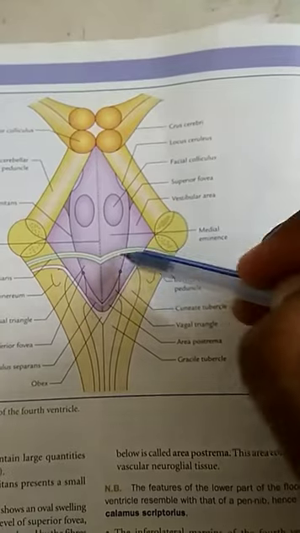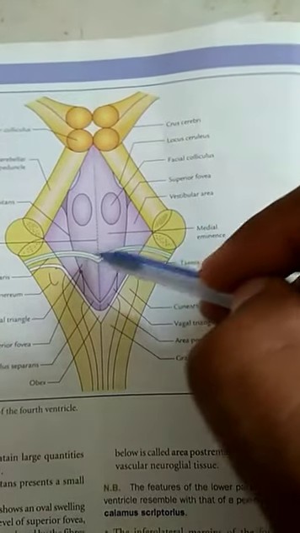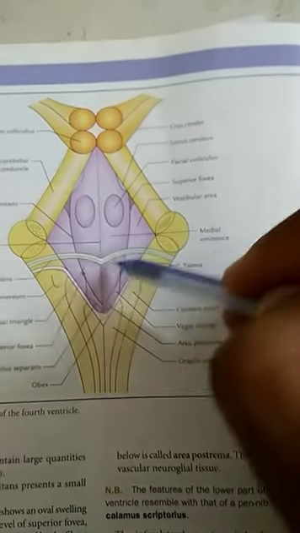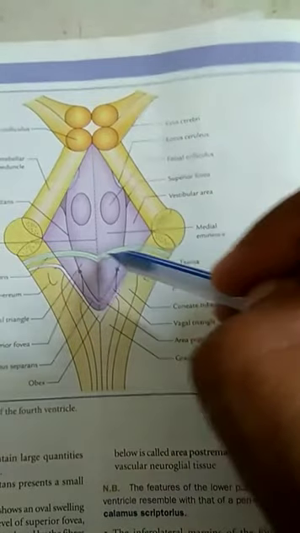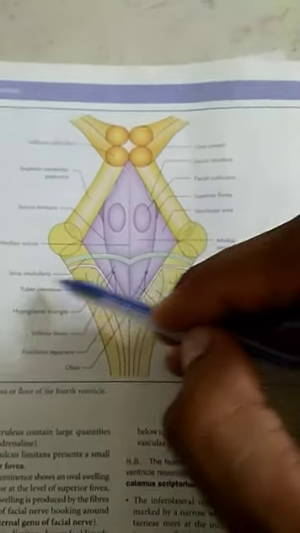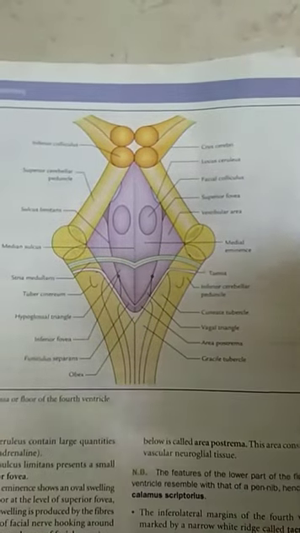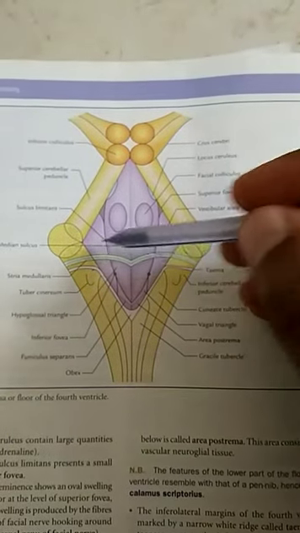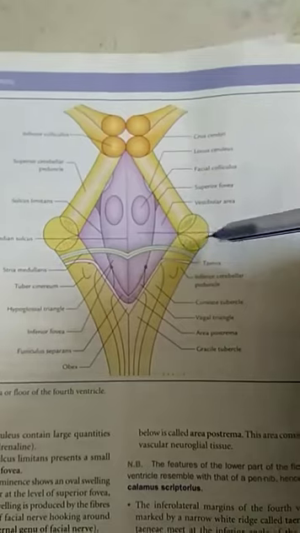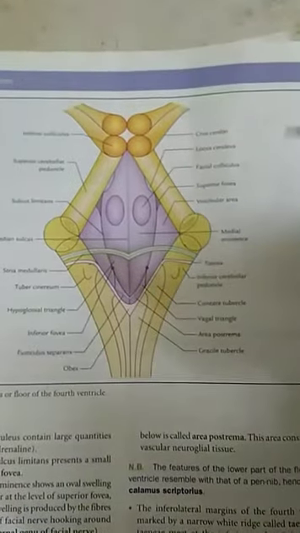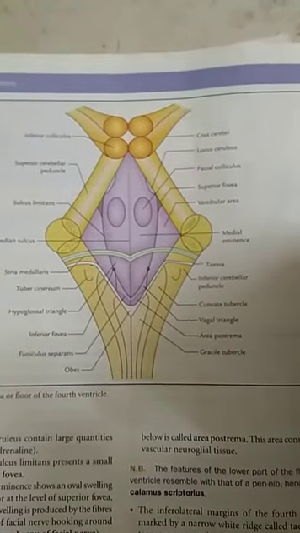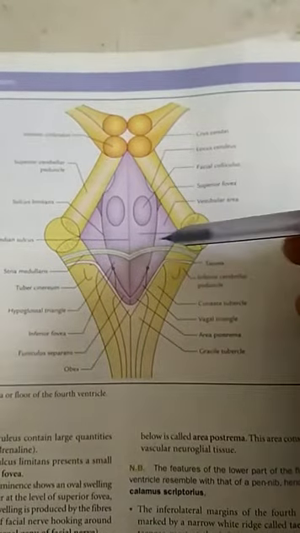The surface of the intermediate part carries delicate bundles of transversely running fibers, which are known as stria medullaris. The intermediate part is prolonged laterally on the posterior surface of the inferior cerebellar peduncle and forms the floor of the lateral recesses.